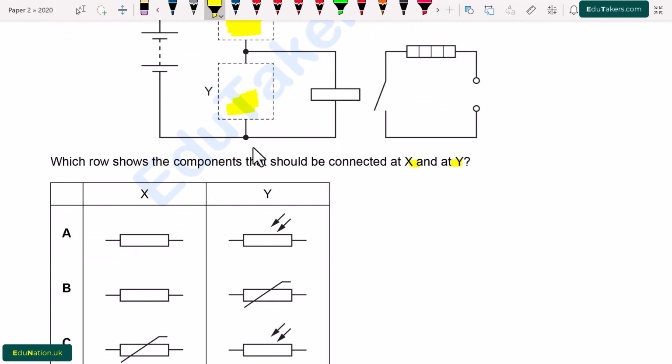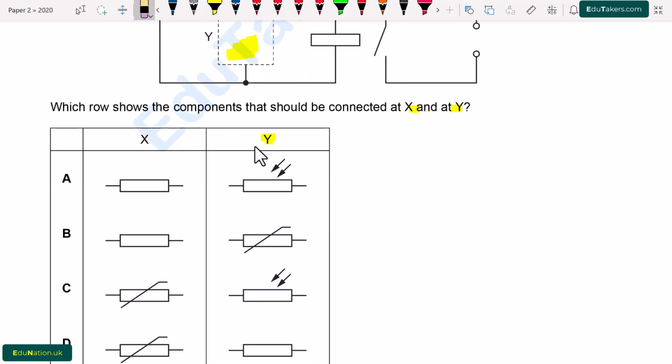So from here, at the place of X, we just place a resistance, while at Y there must be a thermistor. So options are X and Y. A is not possible because in the arrows shown here, light is falling. So this is basically not a thermistor. Option B is correct, which shows that X is resistance while Y is thermistor.